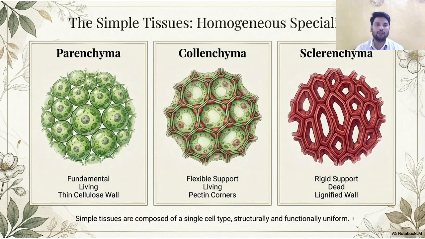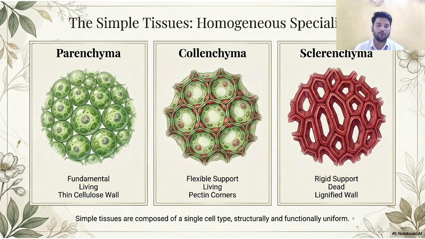Here is a figure of the simple tissues. First one is the parenchyma, which is fundamental, living, with thin cellulosic walls. Intercellular spaces are present between the parenchymatous cells. Collenchyma provides flexible support and is also living, but the cell wall is mainly made of cellulose as well as pectin at the corners. And the last one is the sclerenchyma. The intercellular space is absent here, which provides rigid support, and the cells are dead in nature due to the lignified cell wall, like xylem tissue.